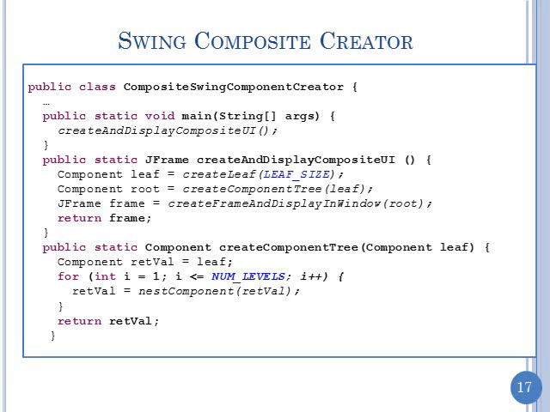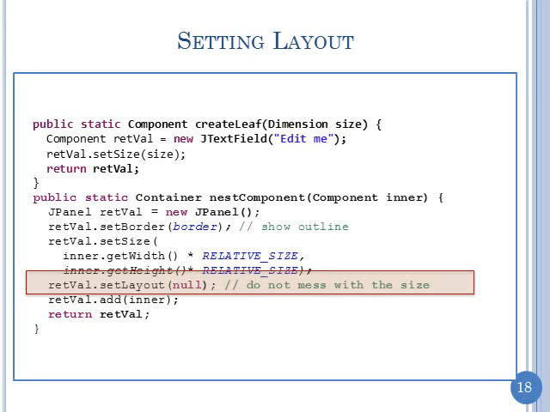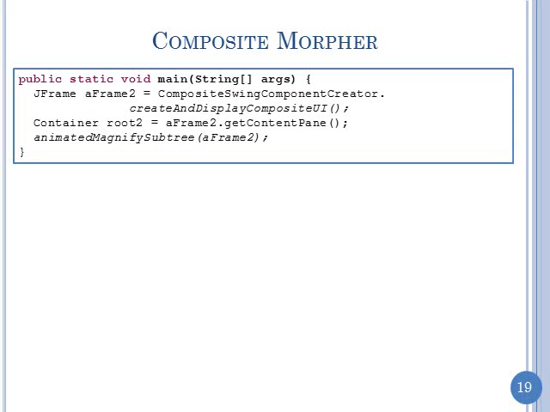And so this is just the code which we saw earlier. The interesting thing is that I've set the layout to null, so now I'm no longer fighting the layout manager. Let's set the rig. And now I'm going to use the same subtree traverser on a different frame.